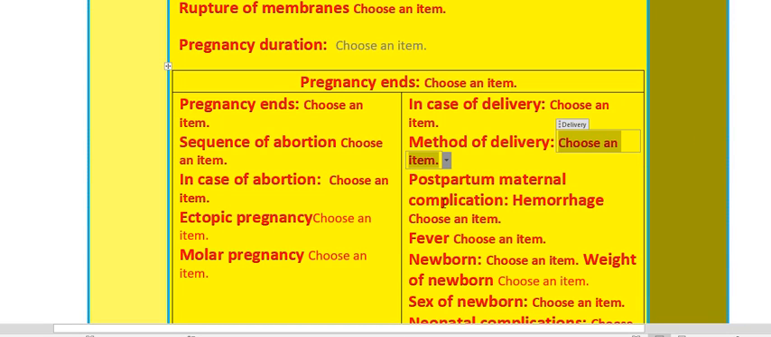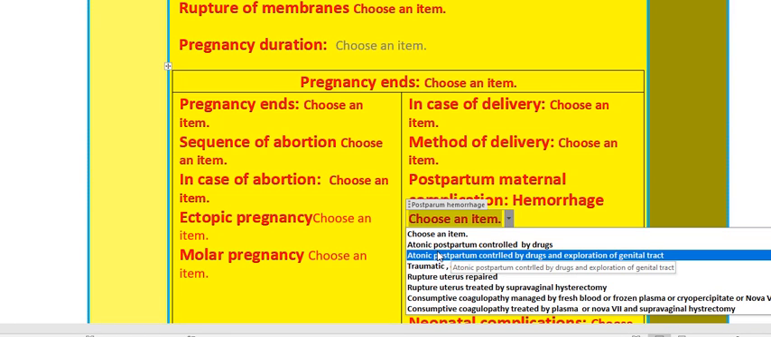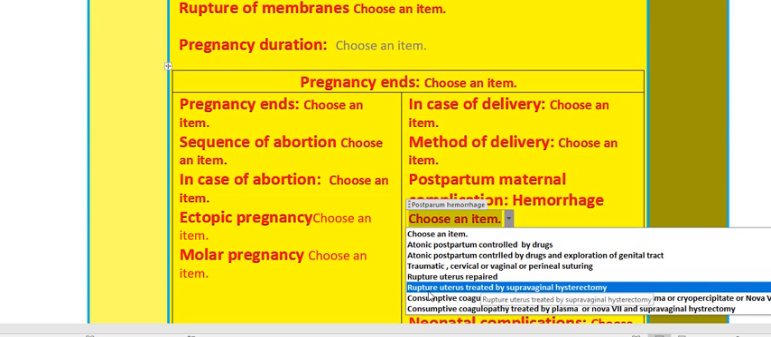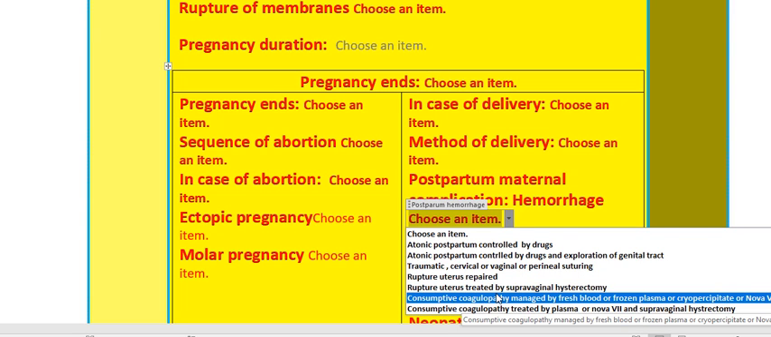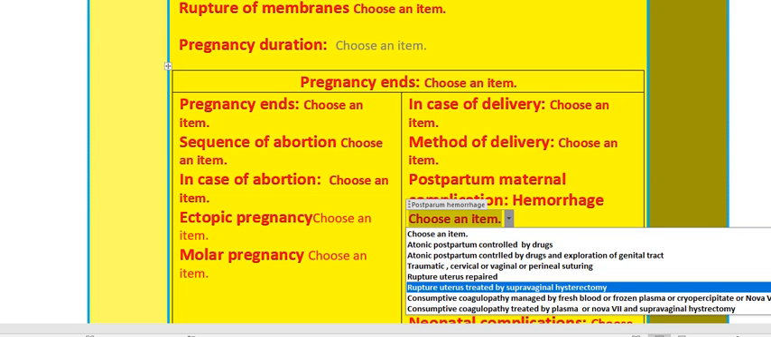and postpartum maternal hemorrhage. She has atonic postpartum hemorrhage controlled by drugs, controlled by the expulsion of genital tracts and drugs, traumatic cervical vaginal tears repaired, rupture uterus repaired, rupture uterus treated by subtotal hysterectomy, consumptive coagulopathy managed by fresh frozen plasma or cryoprecipitate or NovoSeven, consumptive coagulopathy treated by plasma, NovoSeven and subtotal hysterectomy.